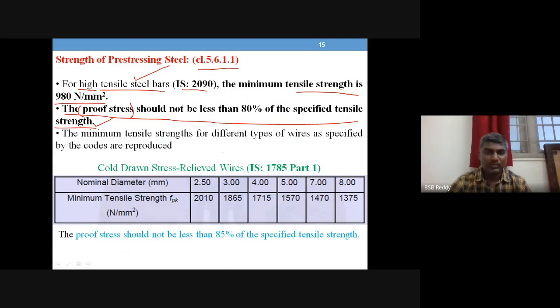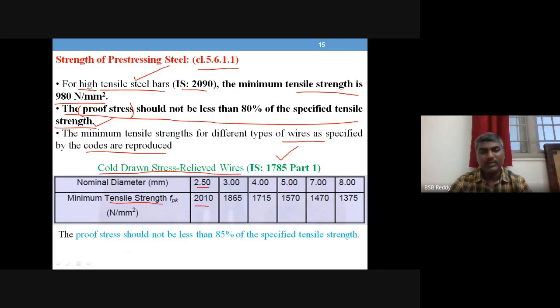We have different forms also, wires and strands. So we will see the tensile strength for different types of wires as specified by the respective codes. Each one will have its own code. Steel bar has IS 2090. Similarly, there are other types like cold drawn stress relieved wires, which has IS 1785 Part 1, where the minimum tensile strength for each diameter is given in that IS code.